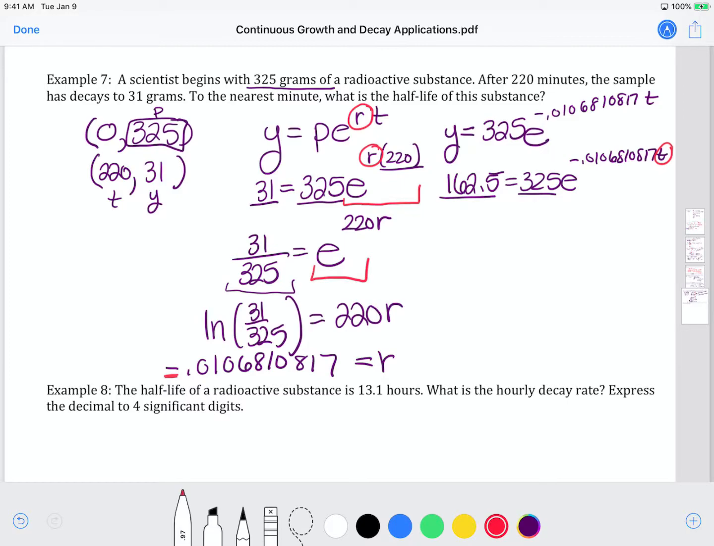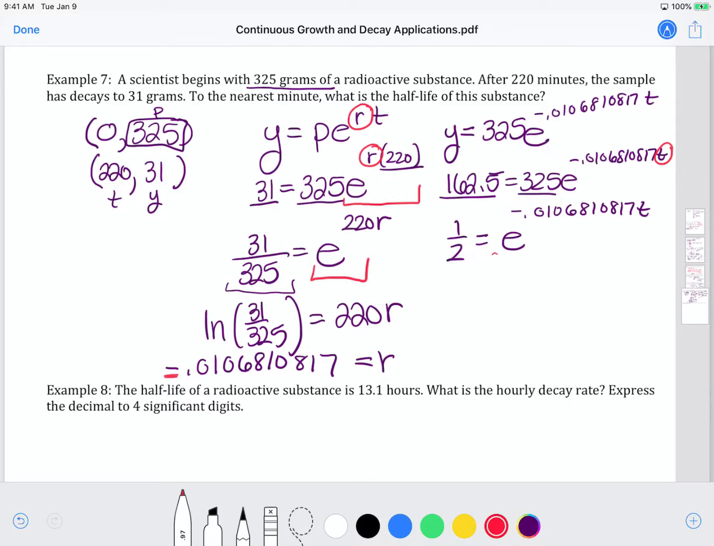So again, this is an exponential function. I'm solving for t, which is in the exponent. So I need to first divide both sides by 325. When I do that, I get 1/2 is equal to e to the negative 0.0106810.817 t. I know it's kind of a pain to keep all those digits, but you really need to make sure you keep that accuracy.